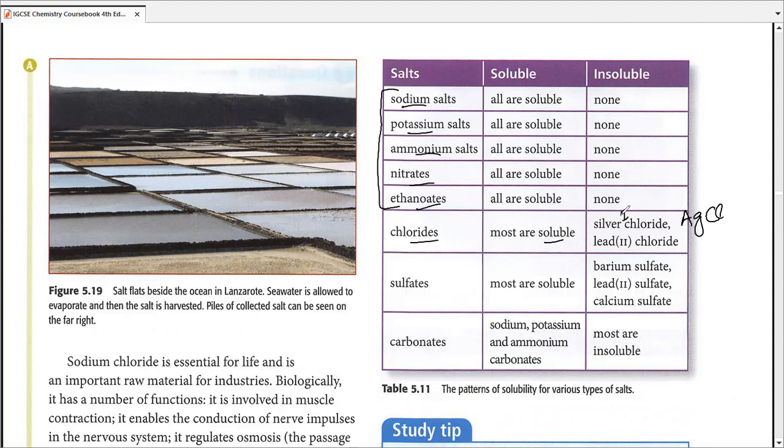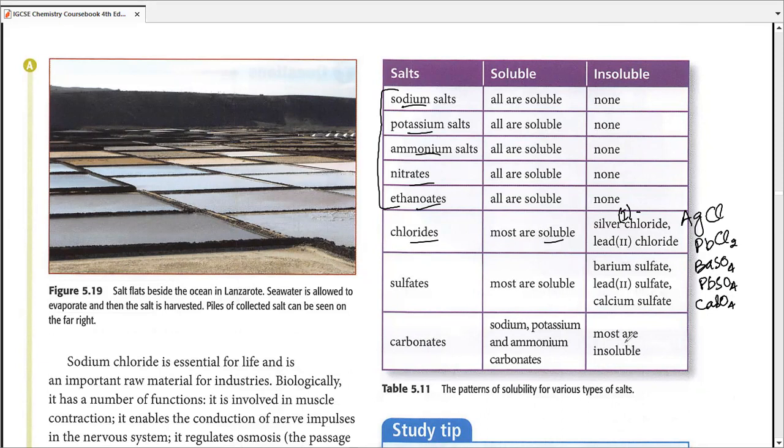Actually, I would really love to add silver 1 chloride over here, and lead 2 chloride, the formula for which is PbCl2. Sulfates, most are soluble except barium sulfate, which is BaSO4, lead 2 sulfate, which is PbSO4, and calcium sulfate, which is CaSO4. You must be thinking why we are writing lead 2 every time, although it's a part of group 4 and it's not a transition element, but still that exists in different oxidation states. That's why we need to do that.